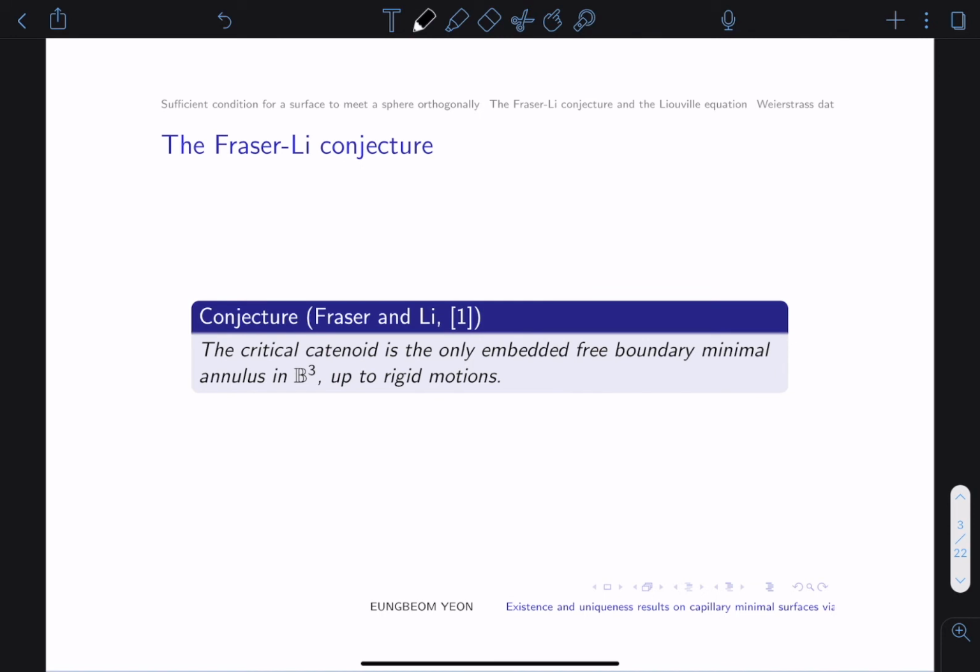The Fraser-Li conjecture asks if the critical catenoid would be the only embedded free boundary minimal annulus in B3. There are some results regarding this conjecture throughout the years, so I will state them.